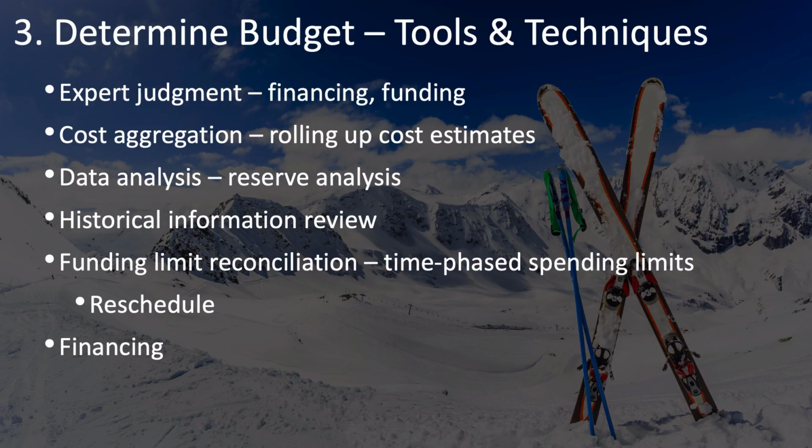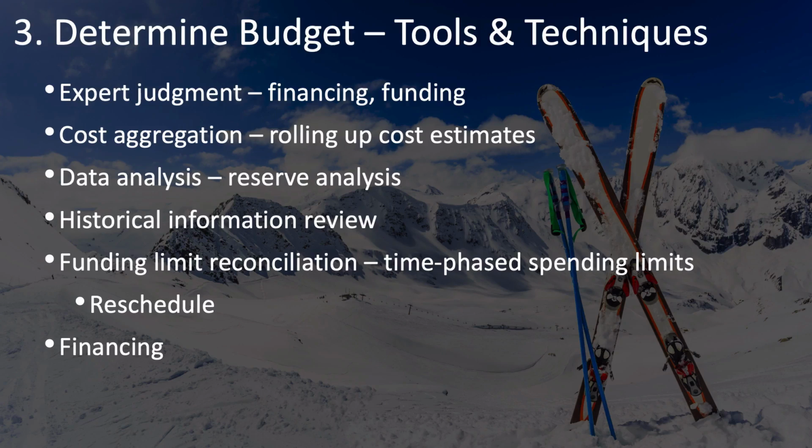Data analysis involves reserve analysis, which at this point is mostly about the management reserves that should be added to your project budget above and beyond the cost baseline, but may also include some contingency reserves added to other costs that you've added to the project budget as a whole. The historical information review is listed here as a reminder that the different estimating techniques that you may have used, whether parametric or analogous, should be compared to historical information to see how accurate these estimates are, how reliable they are, and whether or not they're the best models to be using.